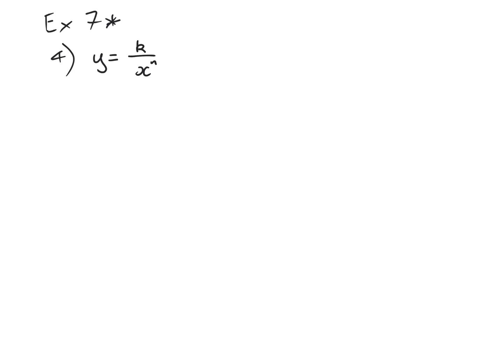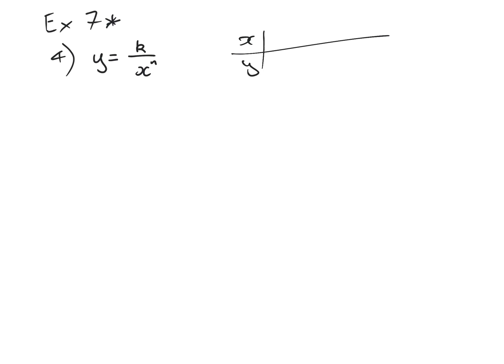So we know y is inversely proportional to x to the power n, so it's going to be of that form. And then you've got two things that you don't know. You don't know the n and you don't know the k. But you've been given 2 points.